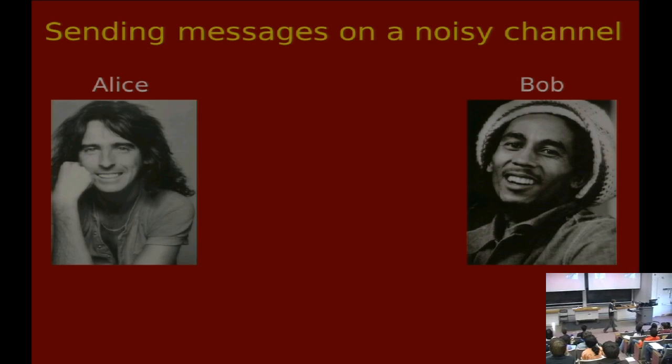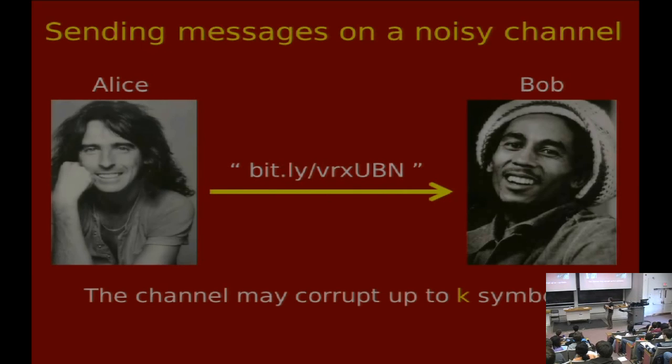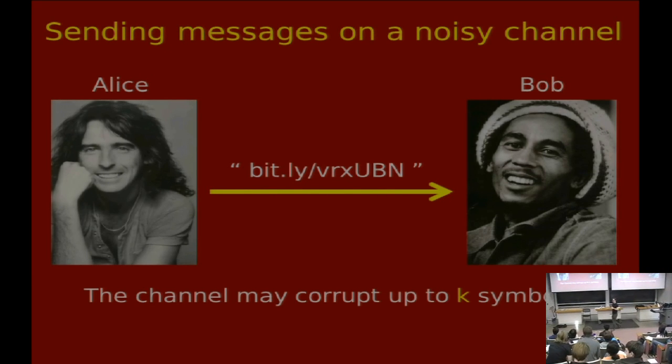Okay, so in computer science, there's always two people, and they're always called Alice and Bob, so here they are. Alice wants to send a message to Bob. So maybe Alice is like, here's this cool URL I saw. Alice wants to send it, but we're going to imagine that the channel causes trouble.